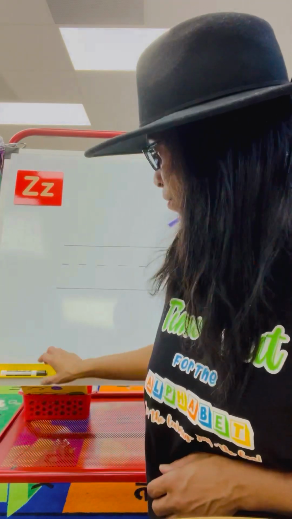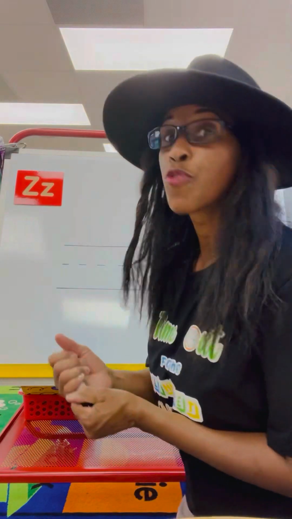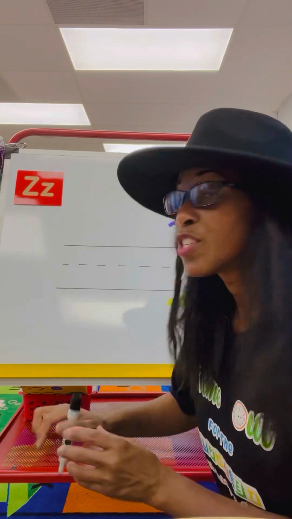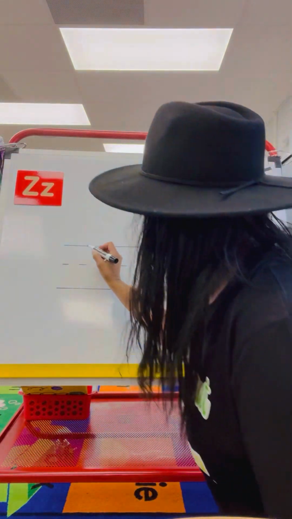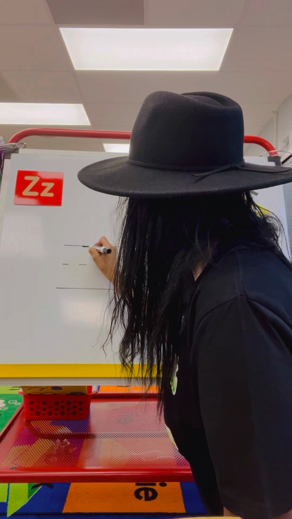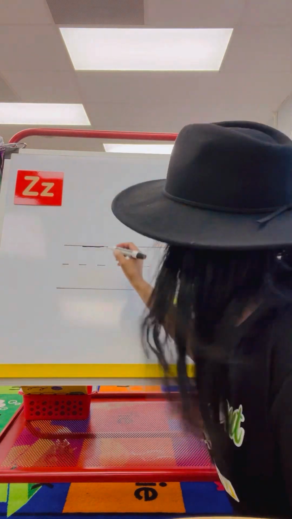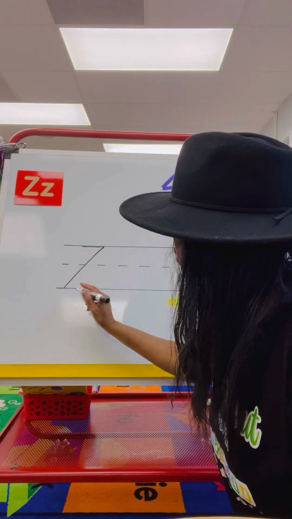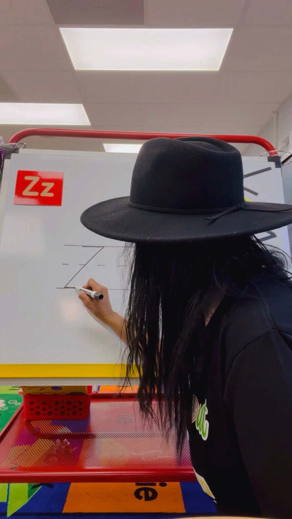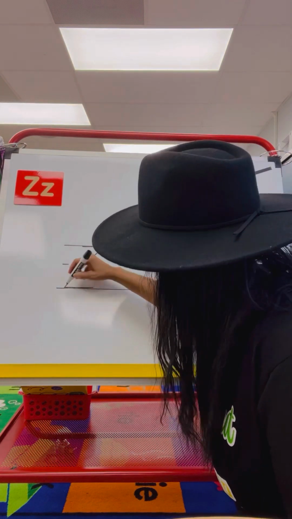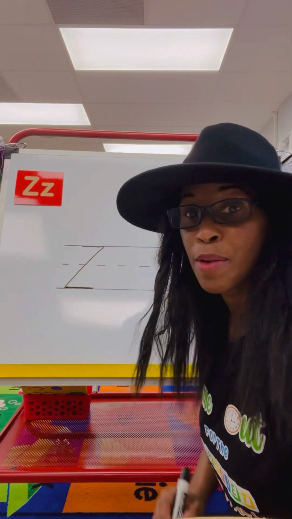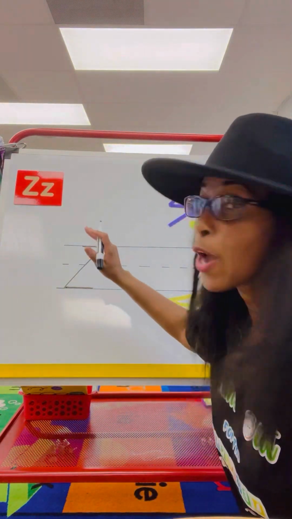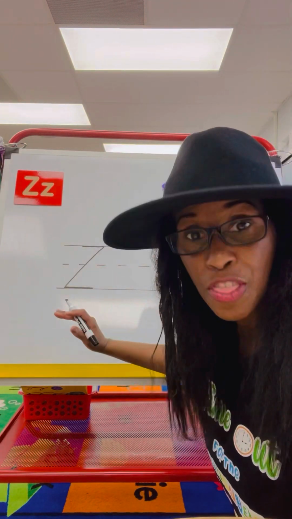Here we go. So, of course, we are going to start at the top. We're going to make a straight line over. Then we're going to slant down to the bottom line, or sky to grass. And then we're going to make another line over. Miss T should have used a different color, but I think you can see it because we are touching the top line and the bottom line.